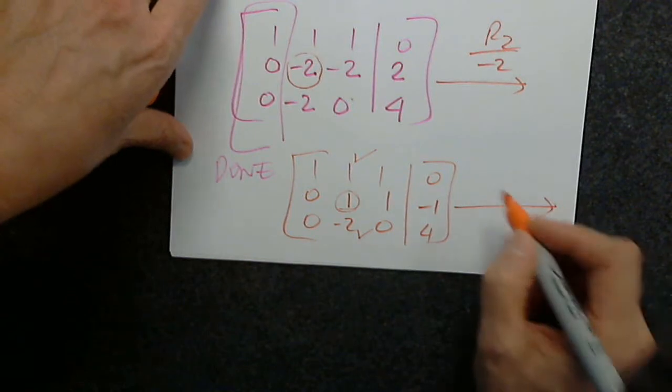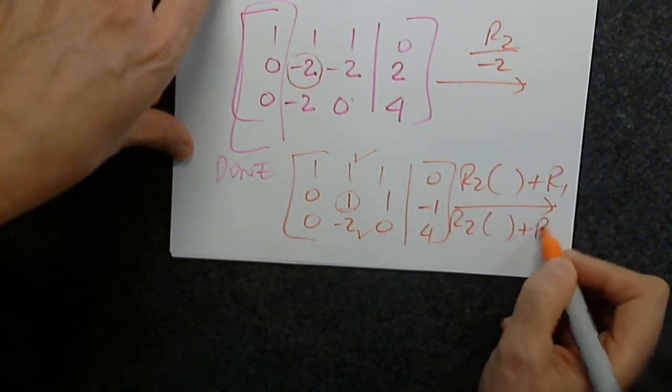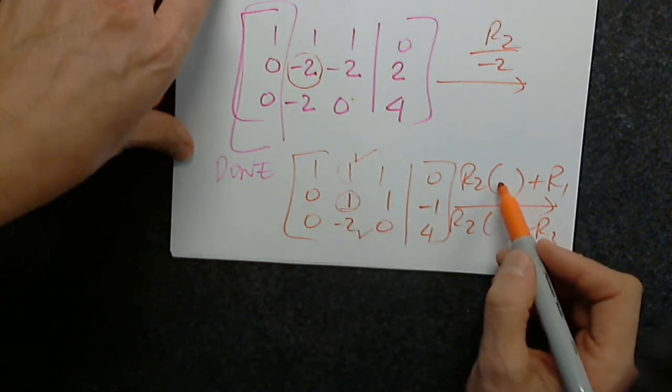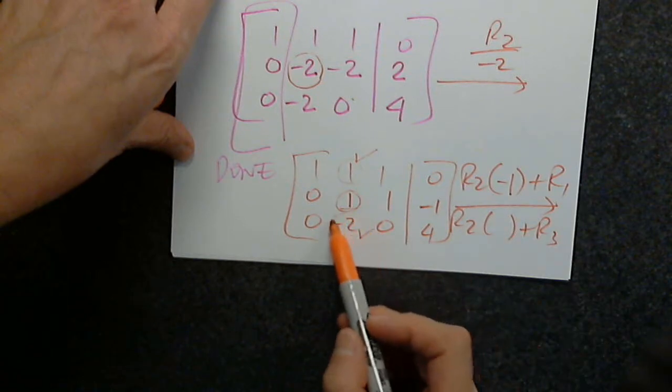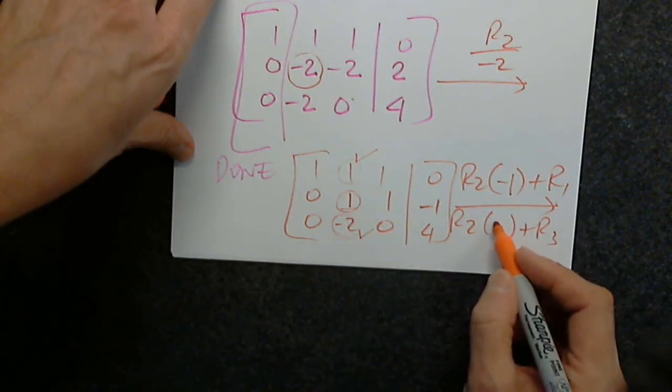What do I multiply row 2 by and add it to row 1, and row 2 by and add it to row 3? Here I want to eliminate a 1, so I will multiply by, excellent. Here I want to eliminate a -2, so then I will multiply by, excellent.